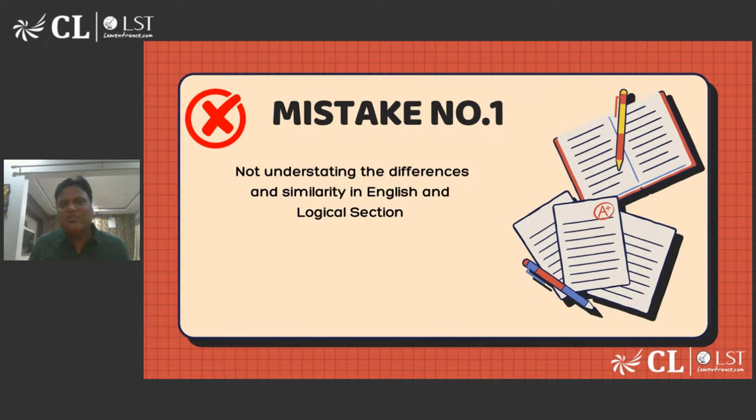In the English section you will see a lot more questions on vocab, and a lot more passages which have to do with literary devices and figures of speech. You will not find as many questions, in fact you will not find questions, on strengthening the argument, weakening the argument, analytical reasoning. That part is different, the type of questions, but the basic skills are the same.